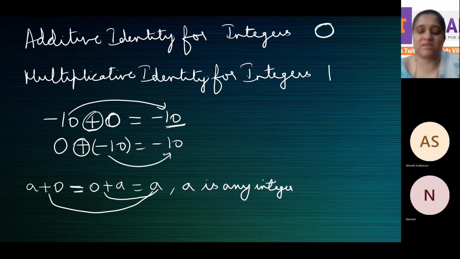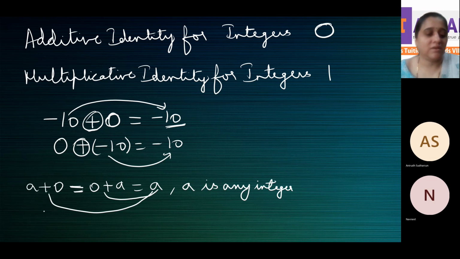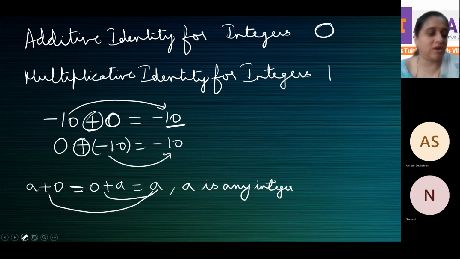We saw this in the last class. Now coming to the multiplicative identity. -10 into 1 is -10. If I take the same number, maybe you may not understand clearly. Let me take a different number, say like 15. 15 is an integer.